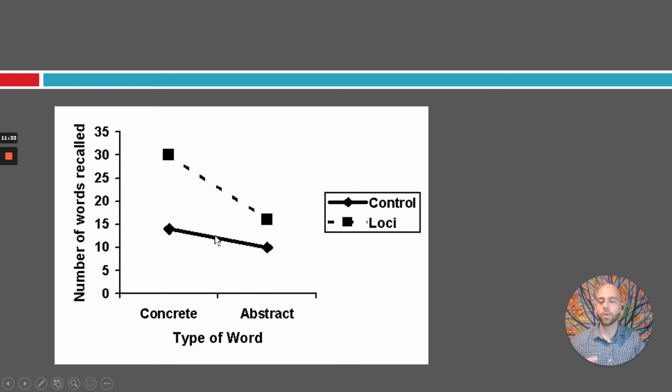So it's useful to think about what other variables might influence your primary independent variables that you're interested in. Like memory method is very influenced by the type of words that you use.